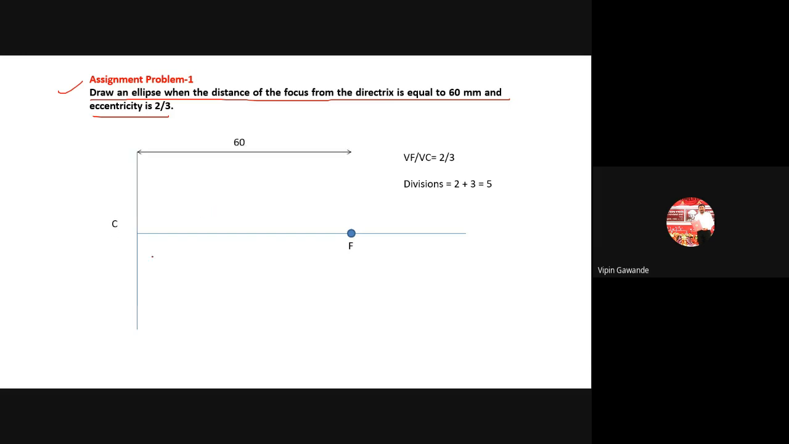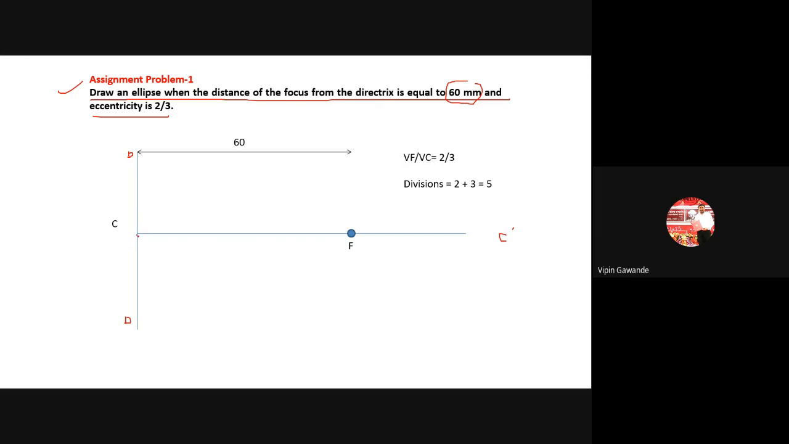So what steps do you have to follow? See, CF distance. This is our DET. First step is you have to draw the directrix. You have to draw the axis. C dash is our axis. Then next step is you have to mark the focus. How to mark the focus? Distance of the focus from the directrix is given. It is 60 mm. So CF distance is 60.